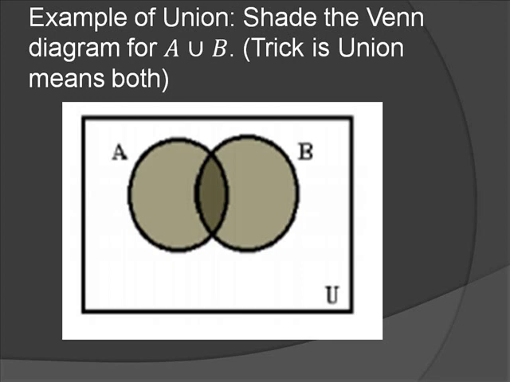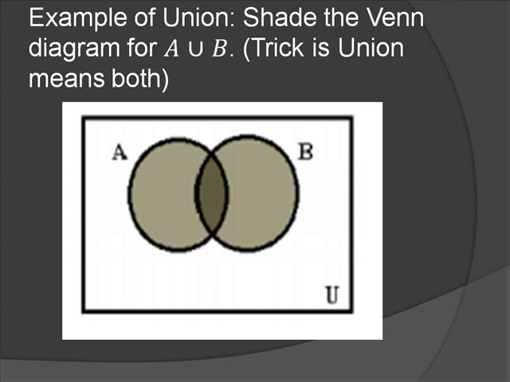Example of a union: shade the Venn diagram of A union B. The trick for union is that union means you have to shade both. If you are asked to shade A union B, then you will be shading A and B both. If you are asked to shade B union C, then you will be shading B and C both.